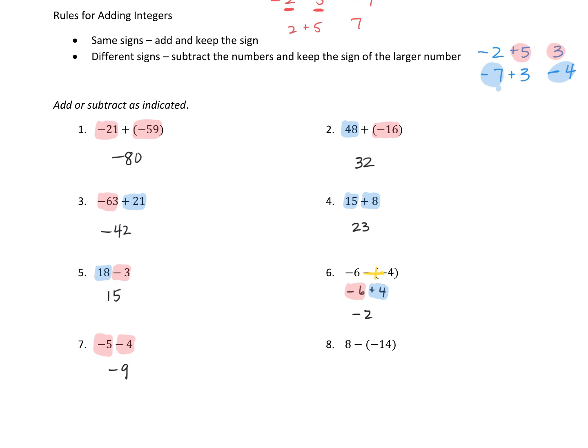So again, in number 8, we've got these 2 negatives. Negative times a negative is a positive, so you would put them together as a plus. So this could be rewritten as 8 plus 14. Well, now they're both positive. I've got a positive 8 and a positive 14, so I just add them together. So 8 plus 14 is 22. They're the same sign, so positive 22.